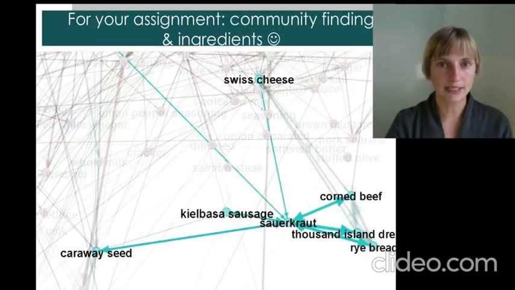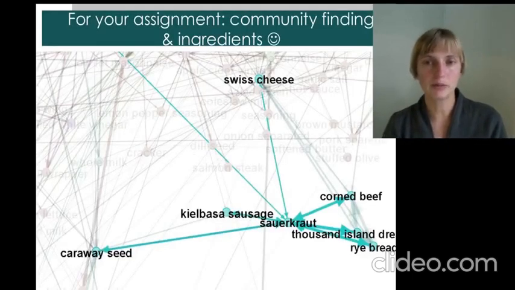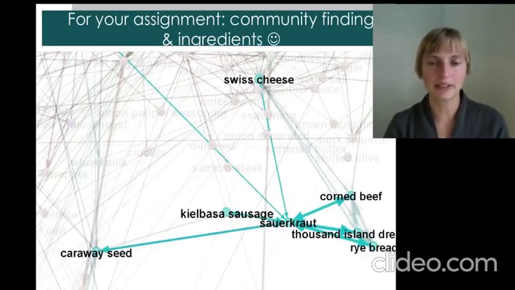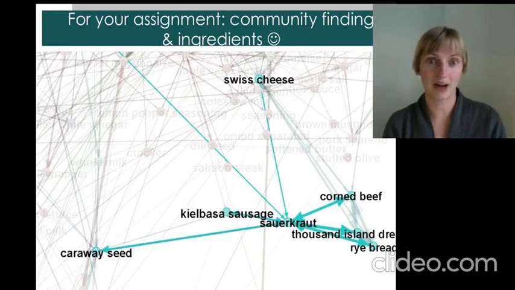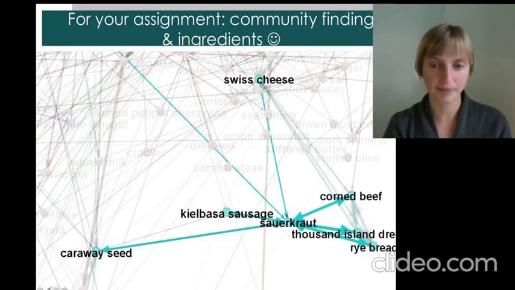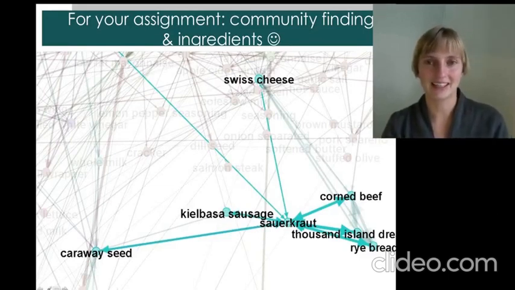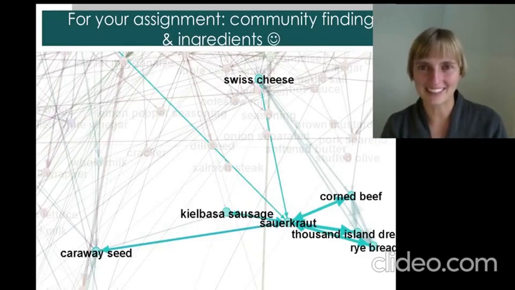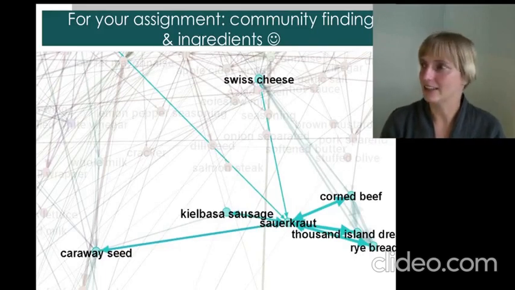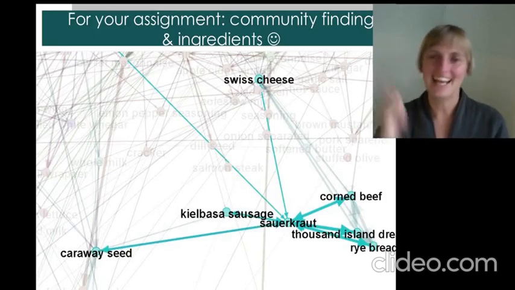Now, for the assignment, you'll be looking at ingredient networks. So here is the network of ingredient complements. These are things that go together often, or that co-occur often. And here is, oh shoot, what's the sandwich called? The sauerkraut and corned beef and Swiss cheese. Oh, it's a Reuben sandwich, that's right.